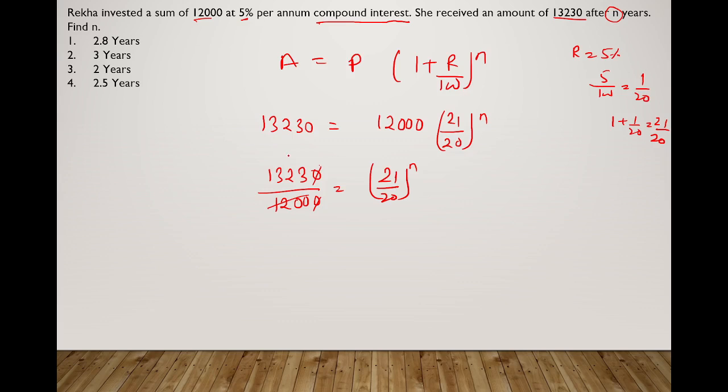4... 4 1s are 4, and 1... 3... 3 4s are 12, and 3 4s are 12, 3 4s are 12, and 3 1s are 3. So this is the square of 21, this is the square of 20, so the value of n is 2.